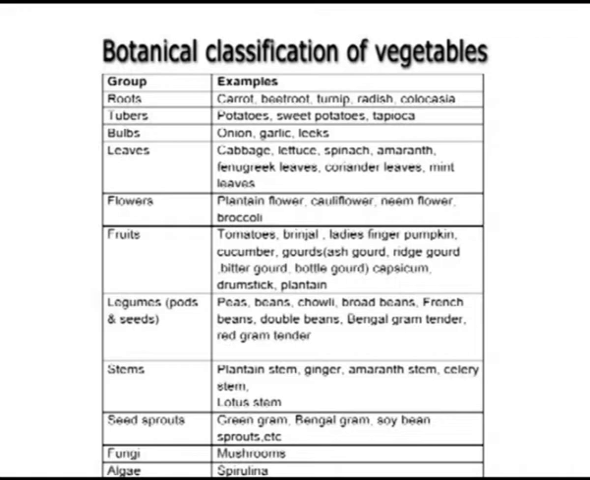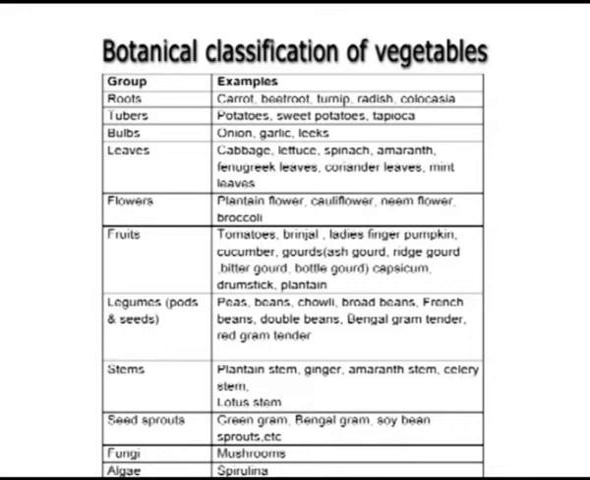Now, under fruits we have tomatoes, brinjals, as I told you, lady's finger, pumpkin, cucumber, gourds, all kinds of gourd, ash gourd, ridge gourd, bitter gourd, bottle gourd, capsicum, drumsticks and plantain, because all of them contain seeds.